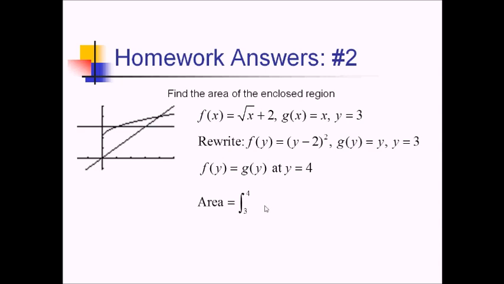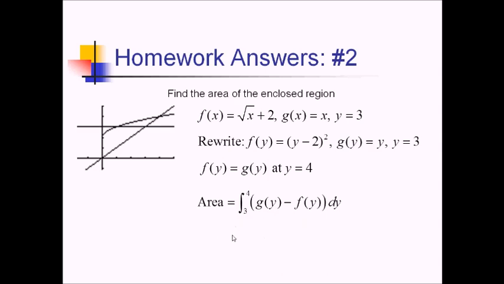So I'm going to have, let's see, the right function is this line, g of y, and I'm going to subtract from that this other function here, which I'm now calling y minus 2 quantity squared, or just f of y. So g of y minus f of y, and dy out there, not dx.